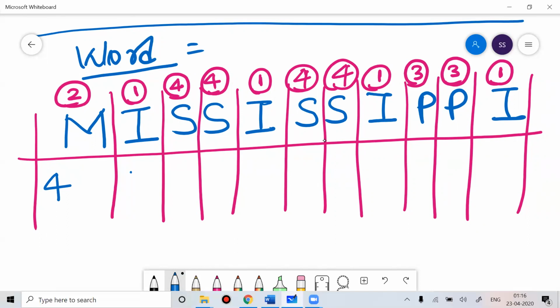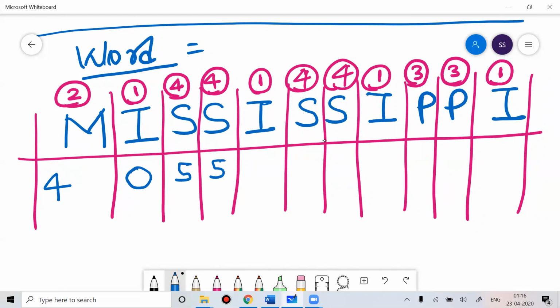Okay. Now how many numbers are less than 4? Right hand side: 1, then 2, then 3, then 4, then 5. So write 5. How many numbers are less than 4? Again, you will get the answer 5 only. 1, 2, 3, 4, 5.